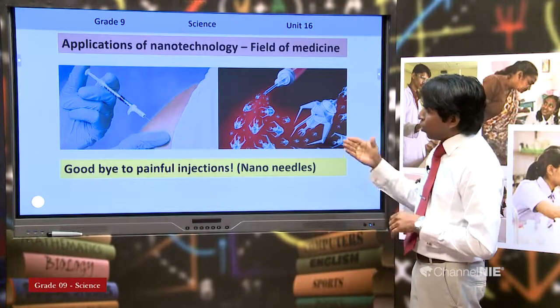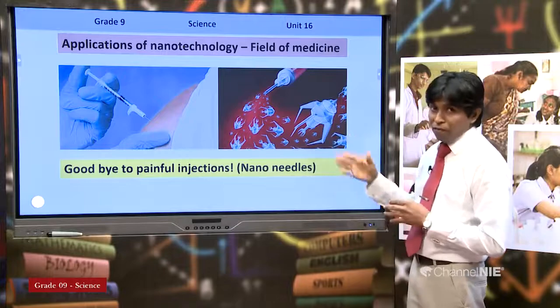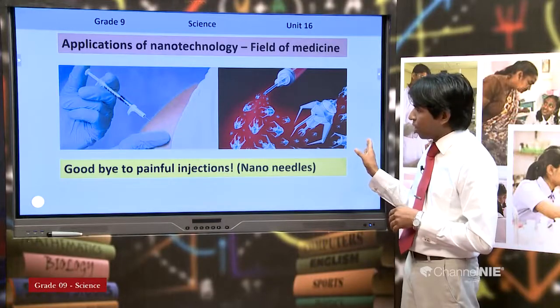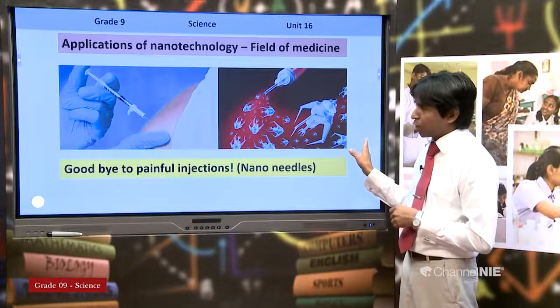Next one, you can say goodbye to painful injections in the future. So, you will get a nano needle. You can see these nanorobots, you can give a vaccine to a person without giving any pain, plus these nanorobots act as the vaccine. So, therefore, it will be a very useful nano scale needle in an injection syringe.